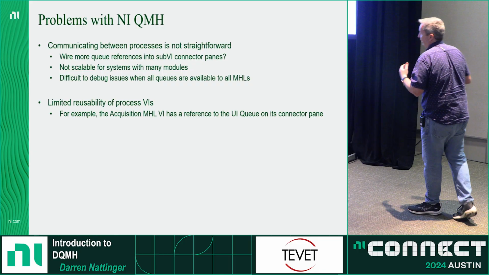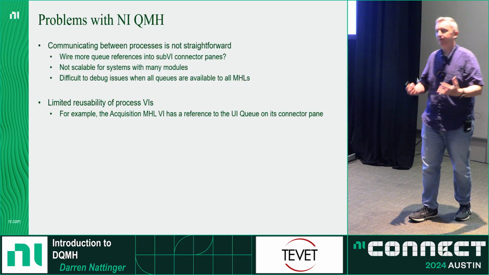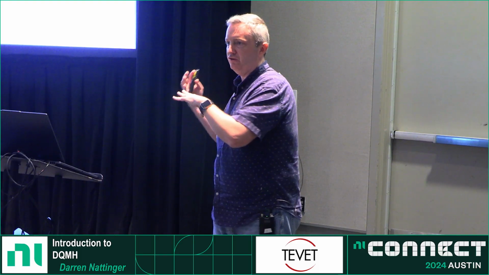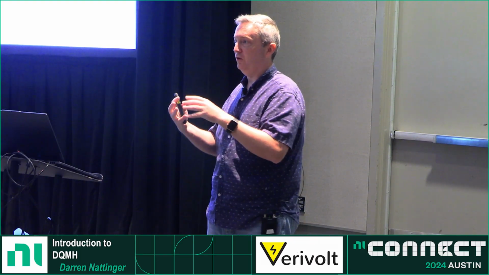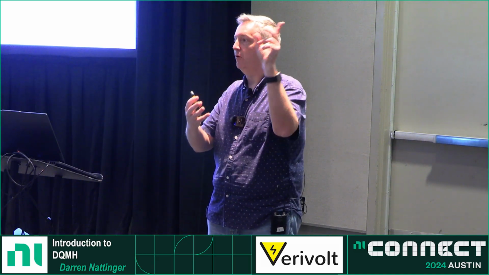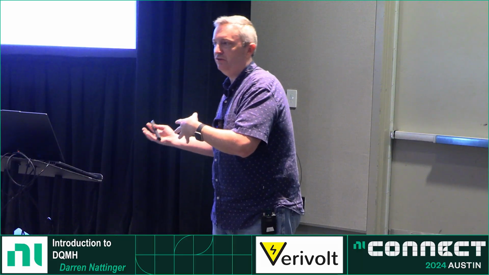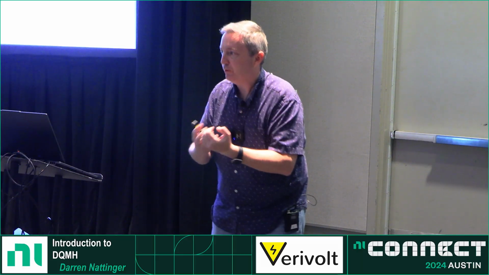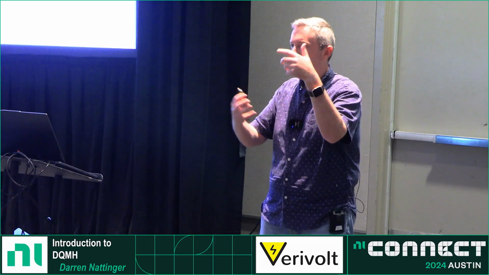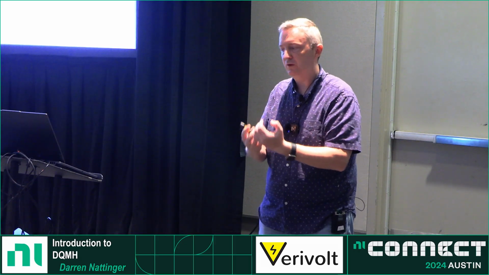Also, this design, the NIQMH, having this cluster of queues, it really limits our reusability. Right now, in the code that I just showed, the acquisition message handling loop has a reference to the queue of the UI loop so that it can say like, hey, go abort if something goes wrong with the data acquisition. Well, let's say I've got another application where I want to have an acquisition process. Well, I can't just take this one and copy it over here because it's got pieces of it that relate to the application that it's currently sitting in. It's not independent, it's not reusable.